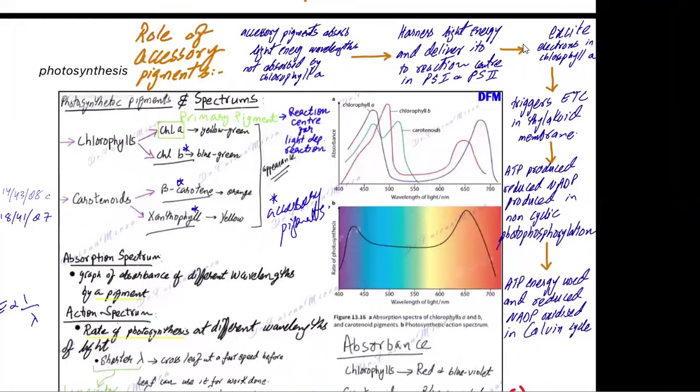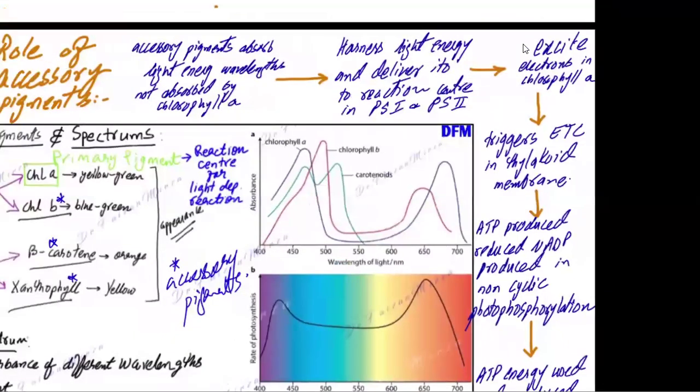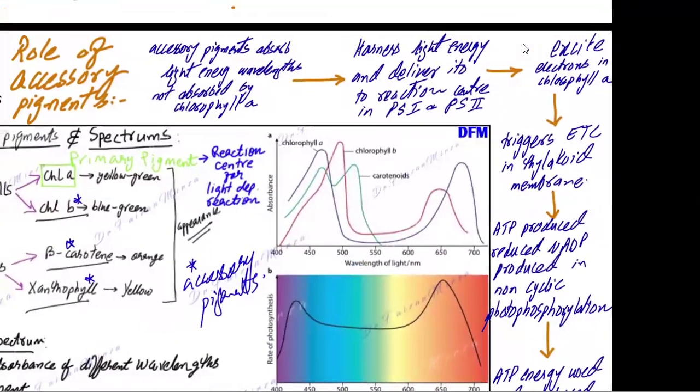So what exactly is happening? Why do you need the accessory pigments when chlorophyll A is already there, and the reaction center is chlorophyll A? What's the role of the accessory pigment? The accessory pigments absorb the light wavelengths which are not absorbed by chlorophyll A. Already discussed, chlorophyll A absorbs either 680 nanometer or 700 nanometer. What about the other wavelengths?